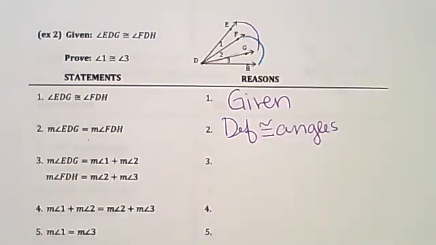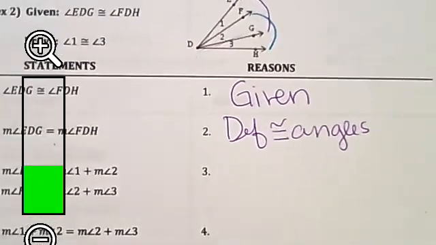Okay, let's look at the next one. The next one says measure of EDG is equal to the measure of angle 1 plus measure of angle 2. And then FDH is equal to 2 plus 3. So let's look at the picture. Let's zoom in a little bit more here.